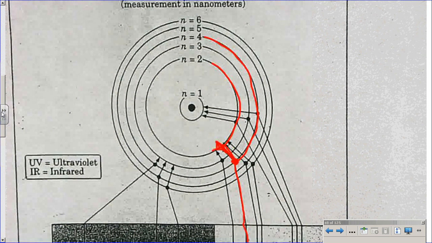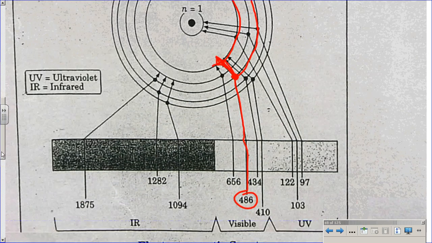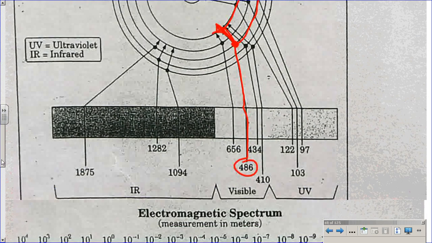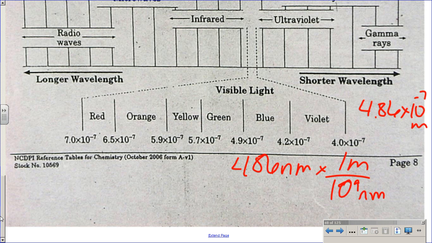Okay, so let's do another one. Let's go n equals 5 to n equals 2. So tell me what wavelength that correlates with. 434, and if you look down the visible light spectrum, it's going to fall right on the violet side of the blue, so it's going to be like right in here. 434 is 4.34 times 10 to the negative 7 meters.